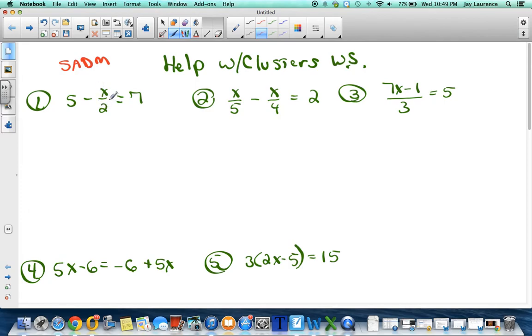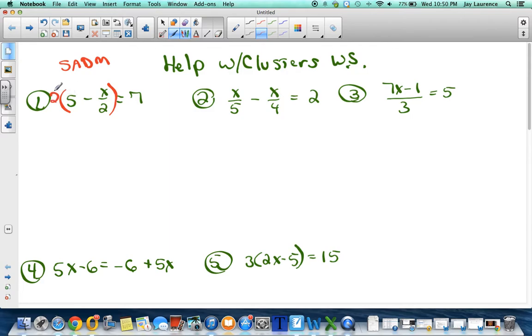Now, some of you want to multiply to get rid of this 2 first. You can do that, but you have to multiply all 3 terms by 2, and most of you won't do that. You're just multiplying here or here and here. No, you have to distribute on the left-hand side. I don't do it that way.